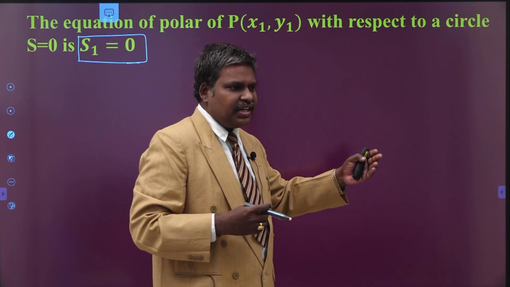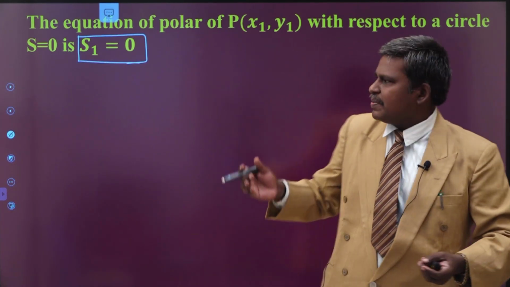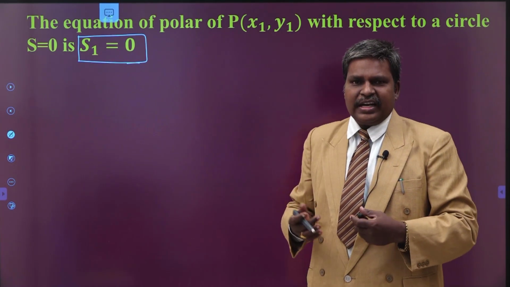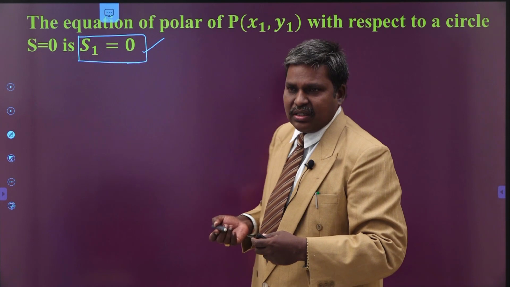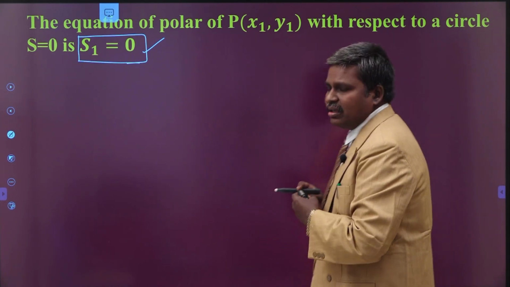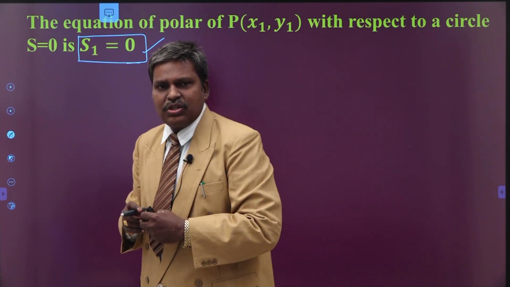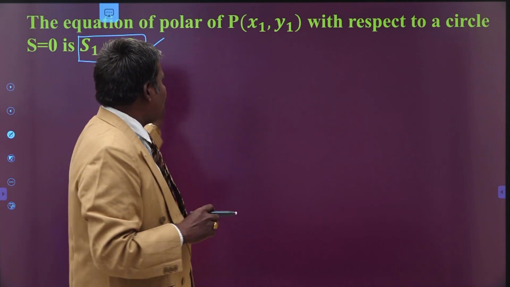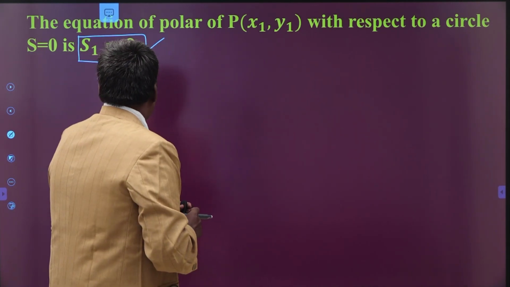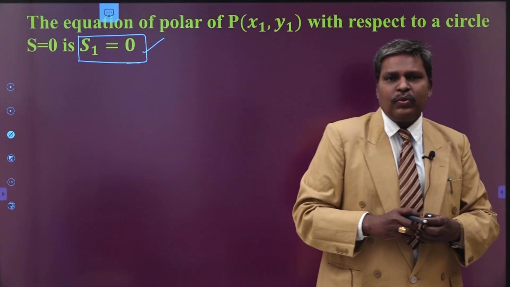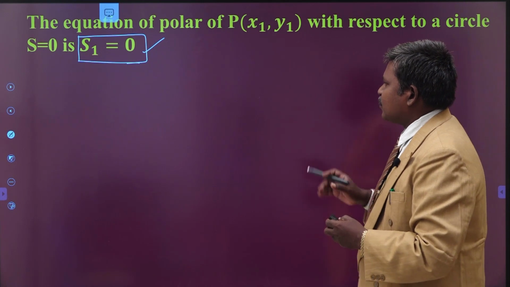Why? These three are three different stories. Why do we have the same equation S1 equal to 0? Let us complete this theorem, and after that we can get all these solutions. Why are we getting S1 equal to 0 in all these? Understand? First of all, we have to prove that the polar of (x1, y1) with respect to the circle S equal to 0 is S1 equal to 0. First of all, we are going to prove the theorem S1 is equal to 0.